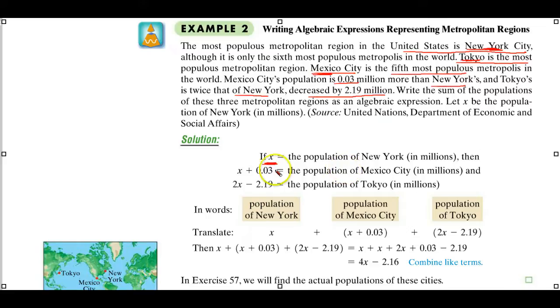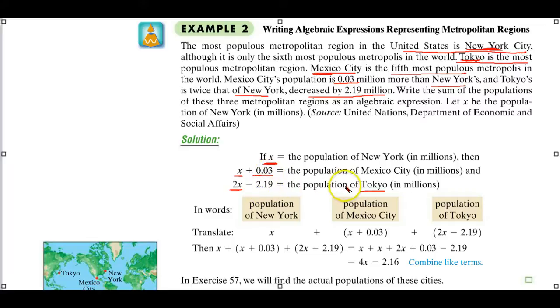Now, Mexico, we said, is a little bit larger than New York. So there's New York, and that little bit larger. So this would be the representation of the population of Mexico. And then when they discuss Tokyo, they say it's twice what New York is, minus 2.19 million. So, in a sense, this is the algebraic representation of the 3 cities.